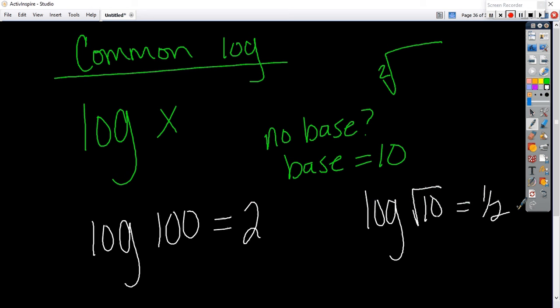Why is it 1/2? That's exactly right. The square root of 10 is the same thing as 10 to the 1/2. And since now these bases are the same, that property tells us that if those bases are the same, it just leaves us with whatever this exponent is. Does that make sense? If it makes so much sense, then does it make dollars?